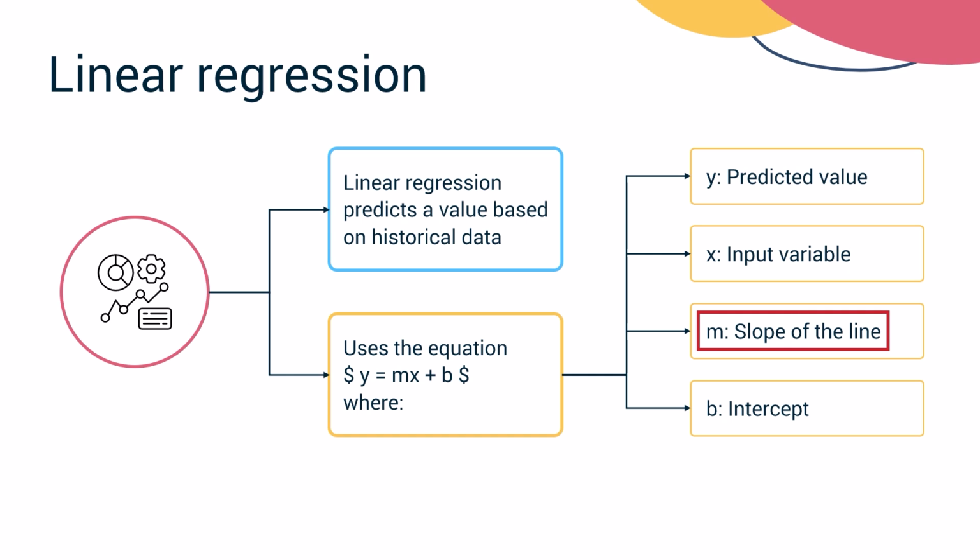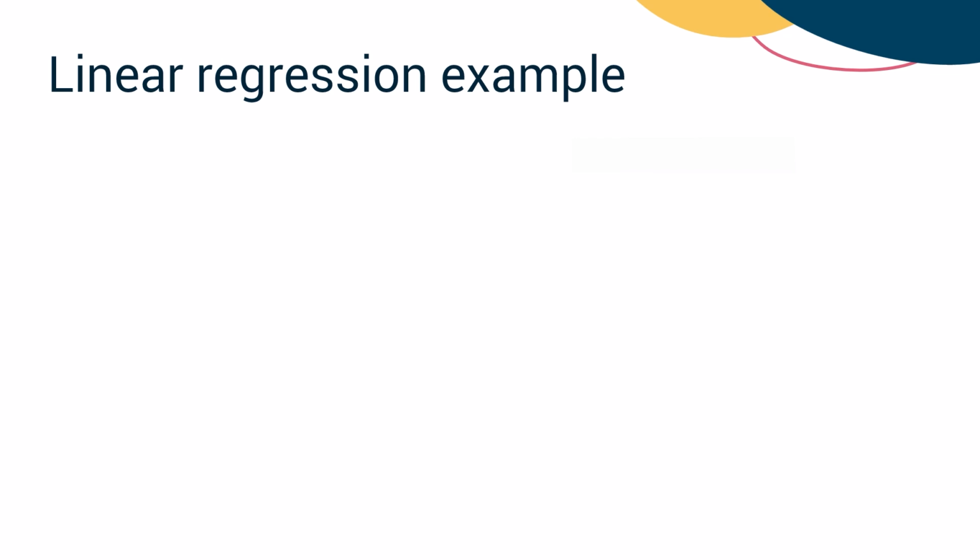The slope m tells us how much y changes for each unit increase in x, showing the rate of change. The intercept, b, represents the value of y when x is 0, which is the starting point of our prediction line. Linear regression helps us make informed guesses about future outcomes by drawing from patterns in past data. Let's look at an example for predicting sales for future months.